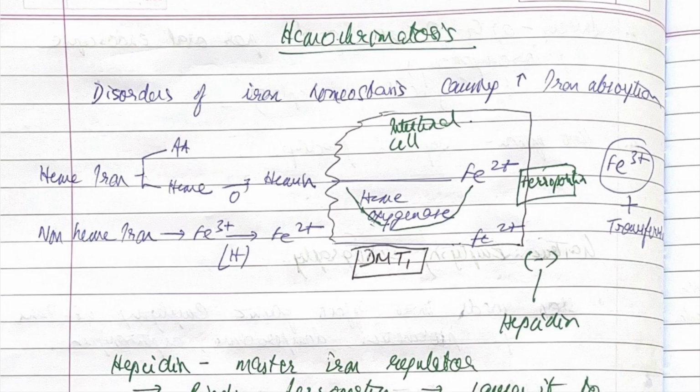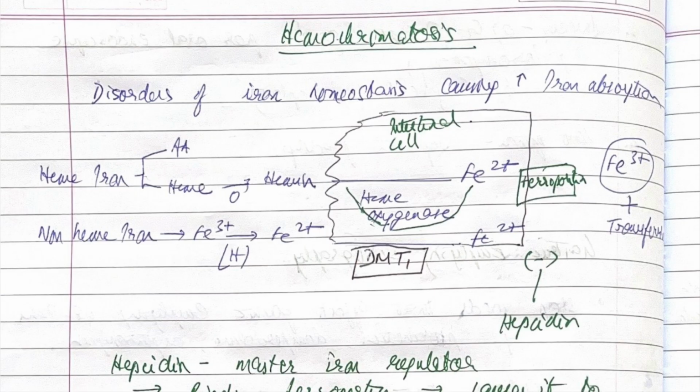The heme is oxidized to hemin, and that hemin gets transported into the intestinal epithelial cell, where the heme oxygenase acts and converts the ferric form into the ferrous form. Then we have the non-heme iron. This has the ferric form, and that is reduced to the ferrous form in the presence of ascorbic acid. That ferrous form is absorbed into the intestinal epithelial cell through the DMT1 transporter.